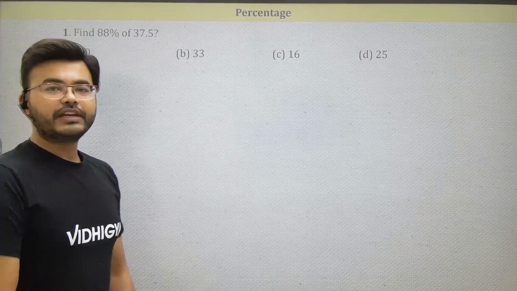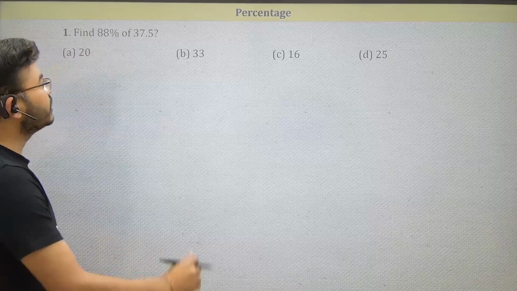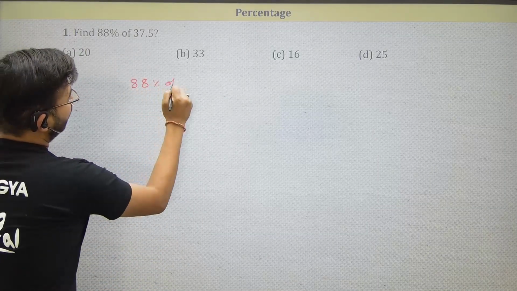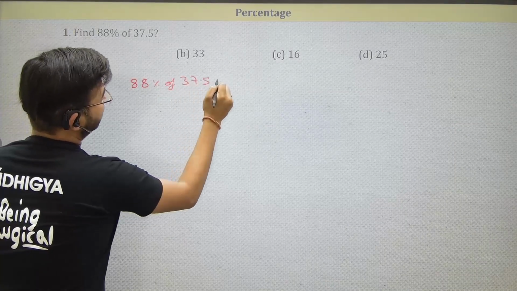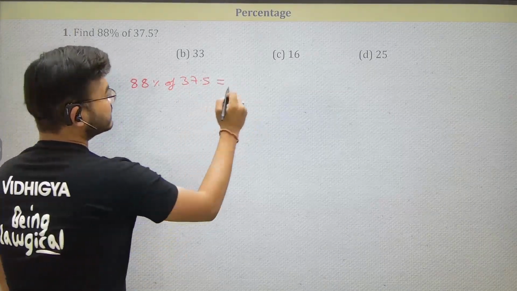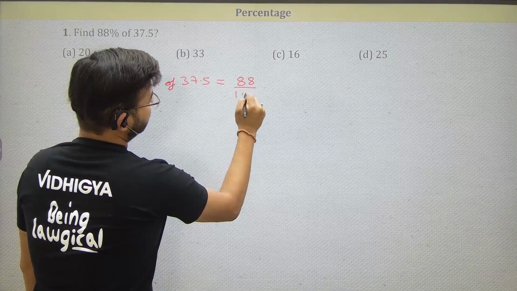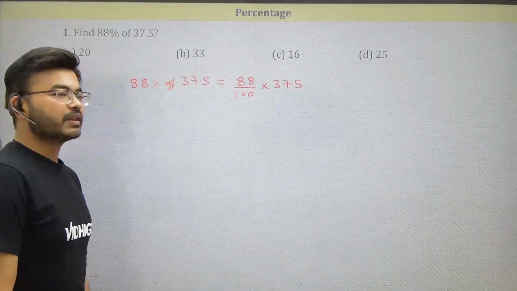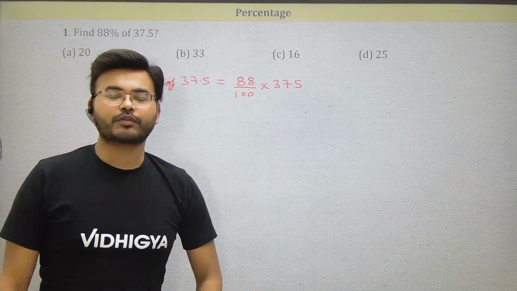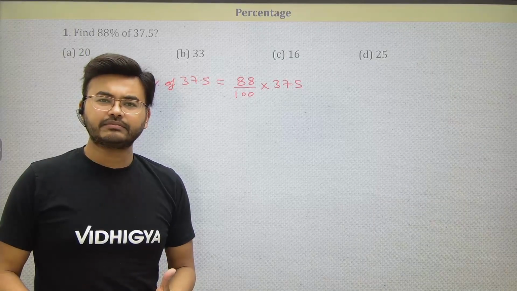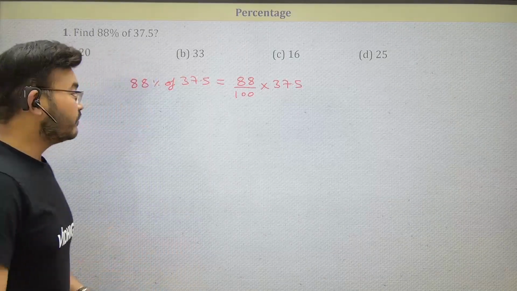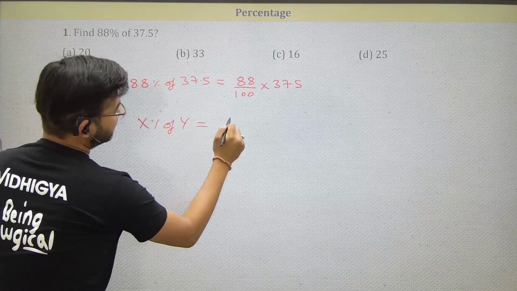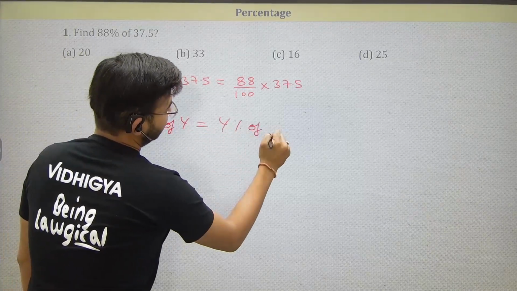First, we need to find 88% of 37.5. One of the ways to do that is 88 upon 100 into 37.5. Now at first when you see this 88% of 37.5, it might seem a bit daunting, but then we know the concept that X percent of Y is equal to Y percent of X.